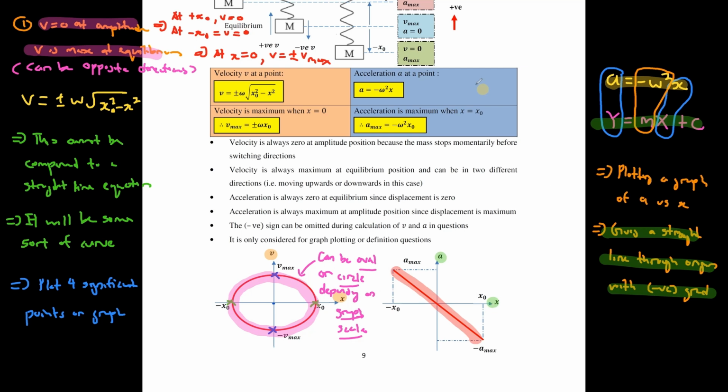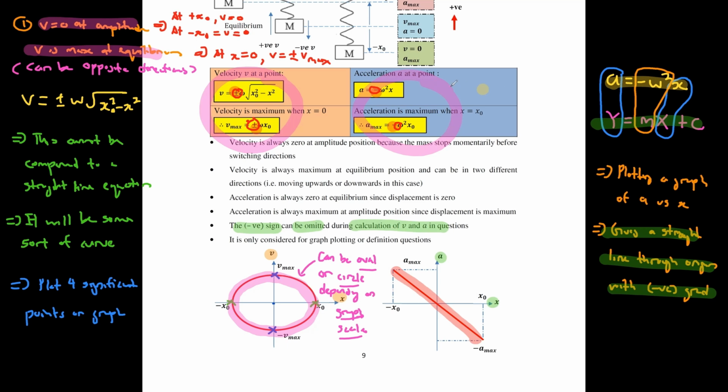Okay. Now, one thing I should also probably mention to you is this. You will notice that the equations that I've given you in the table here have positive signs and negative signs, right? Usually, you can just omit any negative sign if it concerns calculation of velocity and acceleration in your exam questions. If your exam question is asking you to calculate your velocity and acceleration, you don't really need to bother so much about these signs at the front of your equation. You can just omit them.